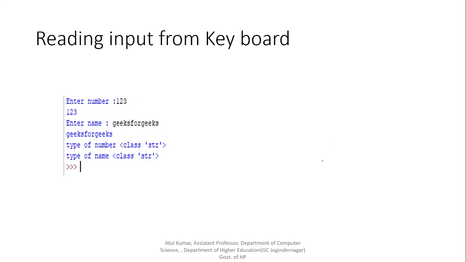This is the output of this program. First, enter number, and I have entered 123, so it is displayed as 123. Then enter name, geeks for geeks, and it is displayed as geeks for geeks. Type of number is class str and type of name is class str. So basically this is also a string, as we have entered a number but it is a string.